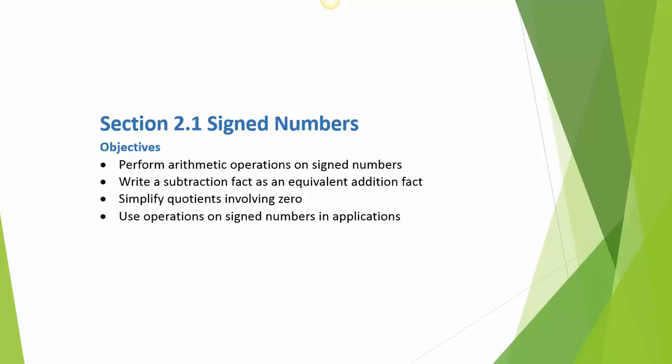So if I have positive 2, the opposite is negative 2, because when we put those together it equals 0. And so that's what we're really talking about in signed numbers. We're going to learn how to add them, subtract them, multiply, and divide them. Those are our arithmetic operations that we're talking about here.